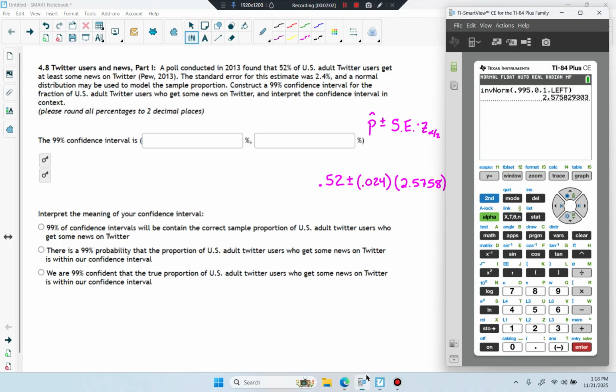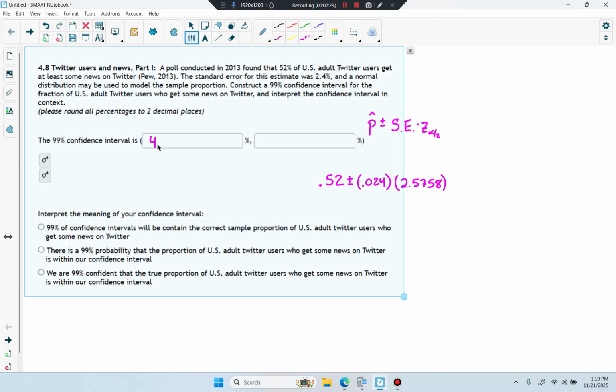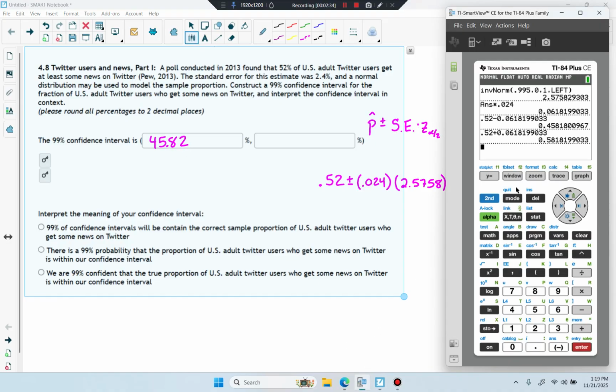So we do that number times 0.024, and I do 52% minus that, and 52% plus that. So it looks like my confidence interval with the two decimal places, these are written as percentages because there's percent symbols here, would be 45.82% to 58.18%.